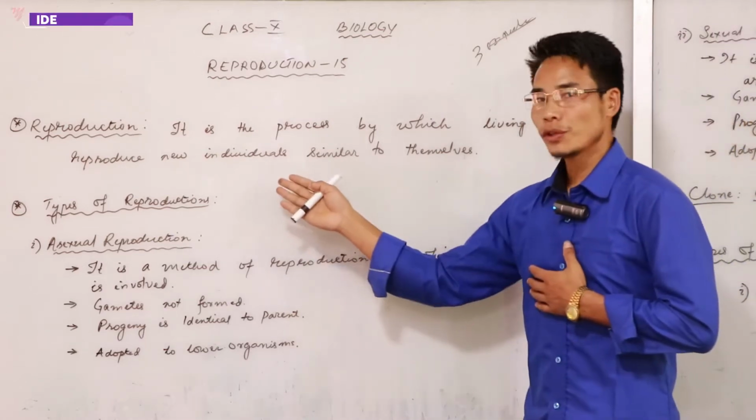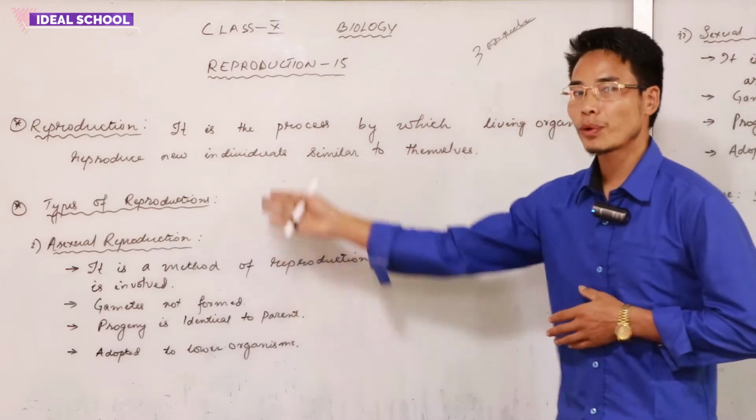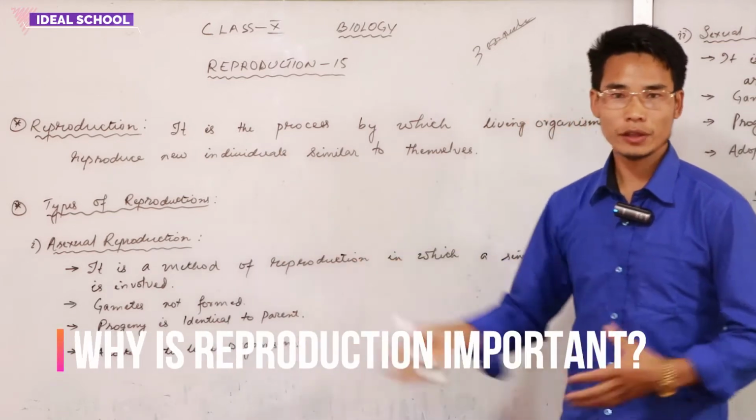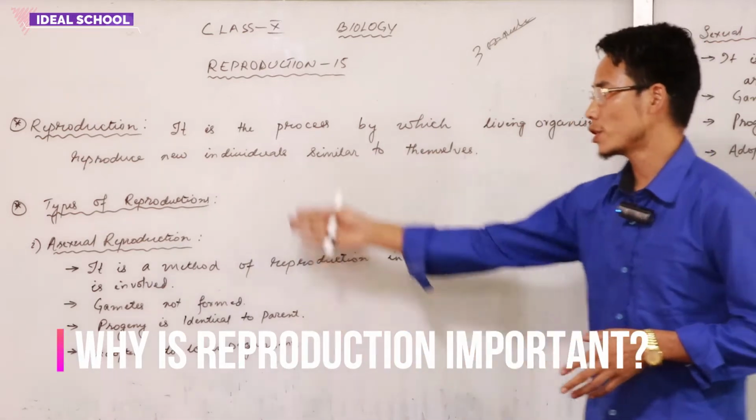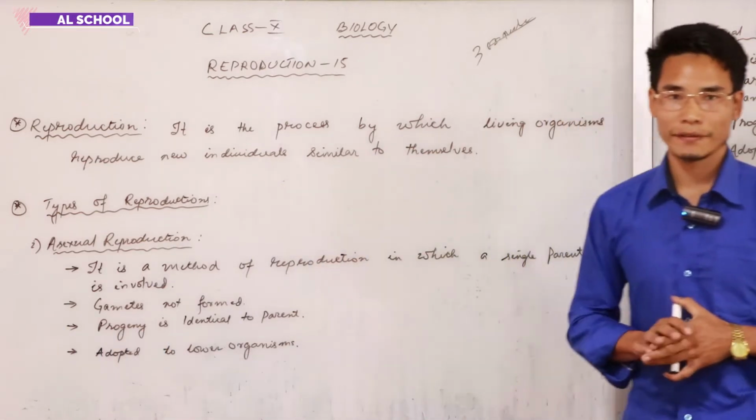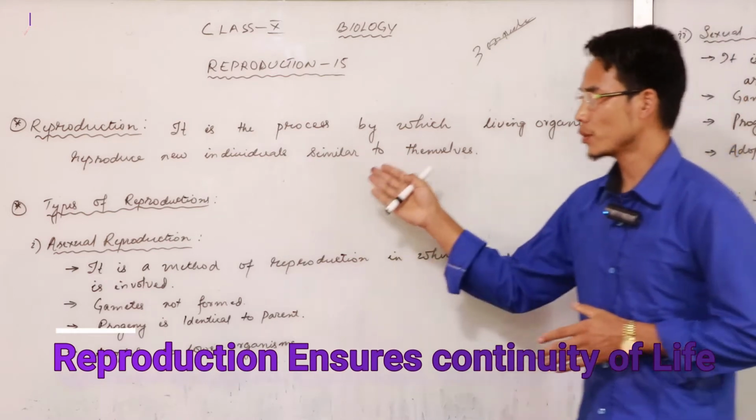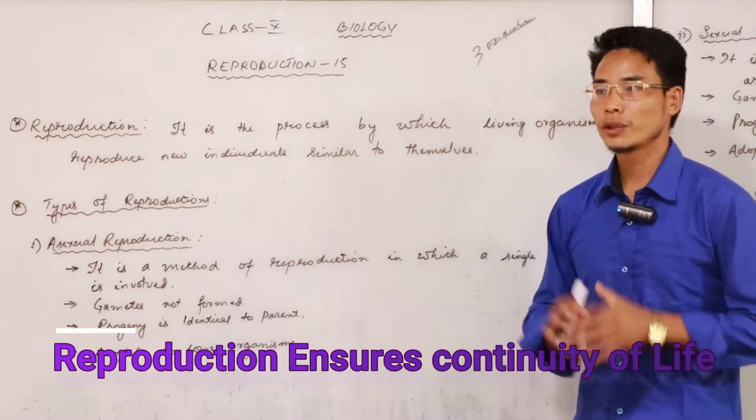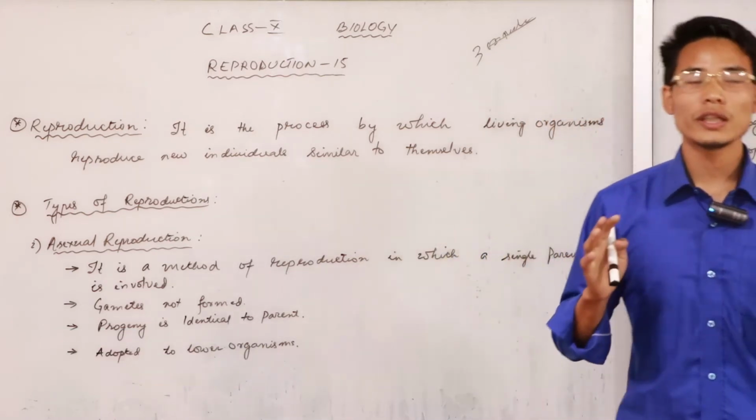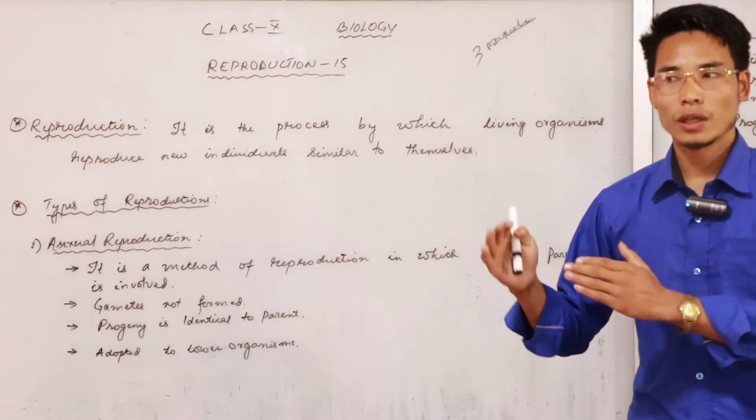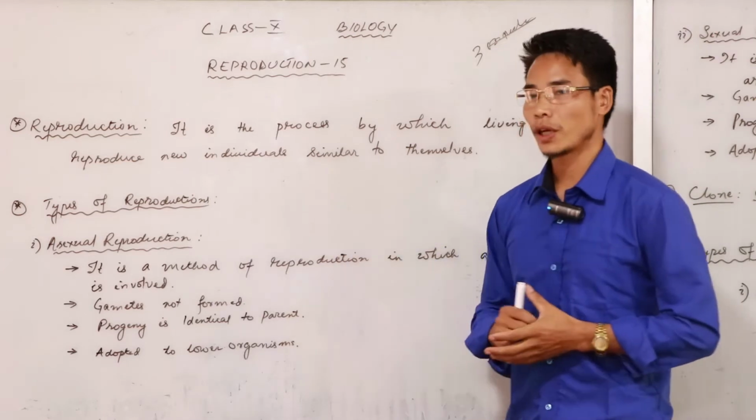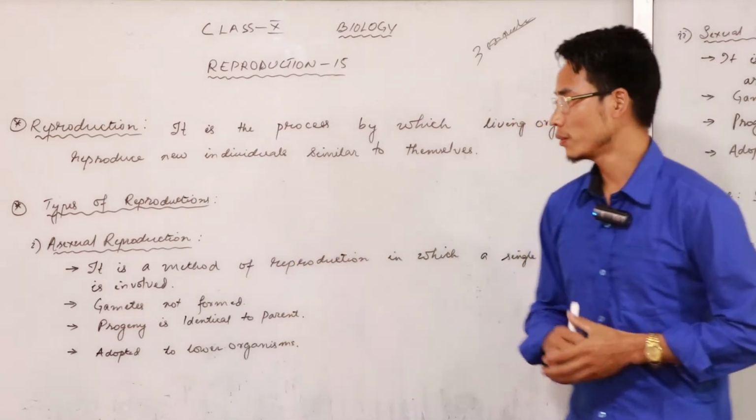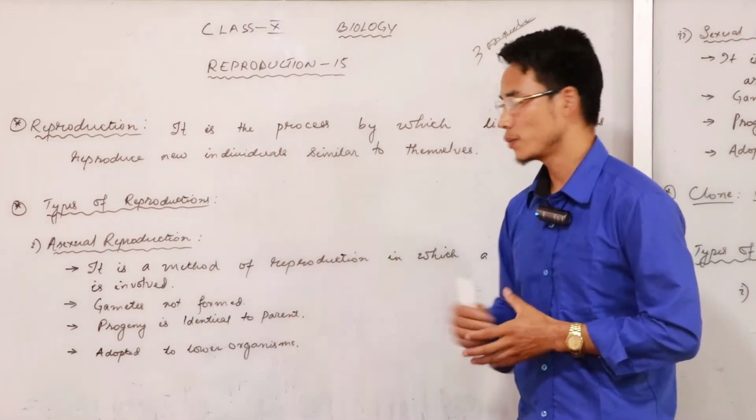Some questions can be asked on this, such as why reproduction is important. If the question asks why reproduction is important, your answer is: reproduction is important for the continuity of life. Without this reproduction, living organisms cannot increase their numbers. There are different types of reproduction. There are two main types we are going to discuss today.